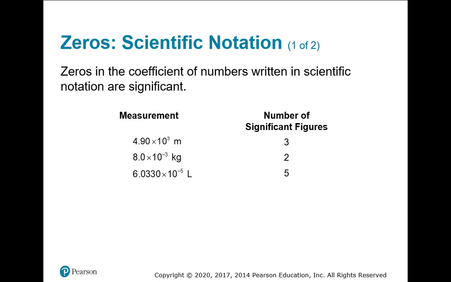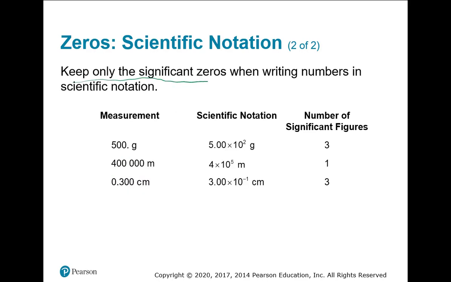Here's some examples of those zeros in scientific notation. Again, whenever something's in scientific notation, everything is significant. You just count everything. That would be 3, that's 2, and that would be 5. Keep only the significant zeros when writing numbers in scientific notation.